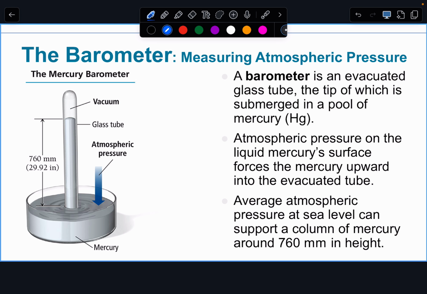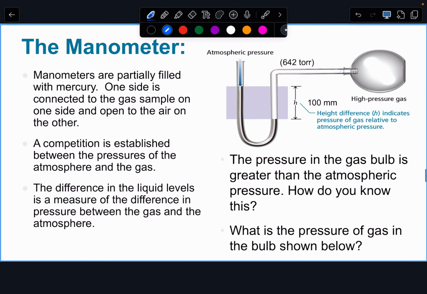Maybe you don't. So now there's less particles hitting this mercury. So there's still some, but less. And so this mercury gets pushed down, but maybe not as high. And so maybe it rises to like 740 or something, okay? So that's how they measured the atmospheric pressure. And like I said, that can change with weather patterns and stuff as well.